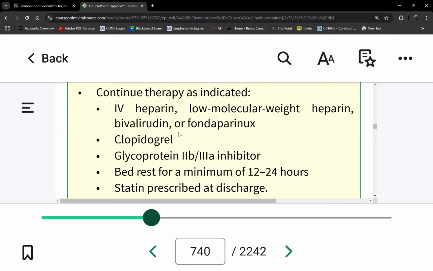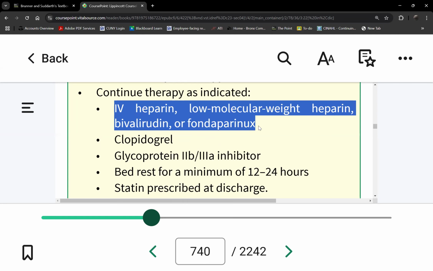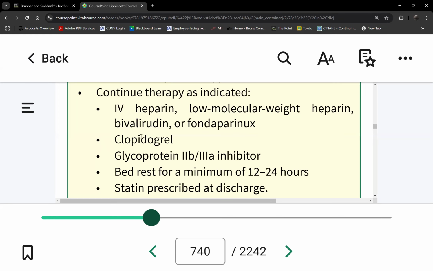And then, of course, a beta blocker is not mentioned here, but the patient will be on beta blockers for life. For life? Yeah, clopidogrel, aspirin for life. These are lifelong. But of course, this is only during the acute episode. I mean, you're not going to go home carrying around an IV pump, okay? No. You'll be on pills.